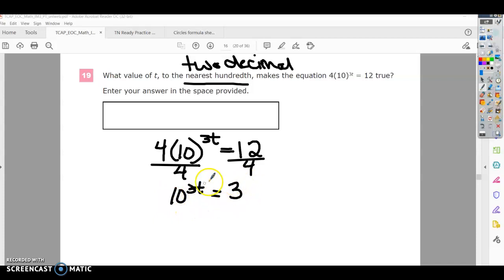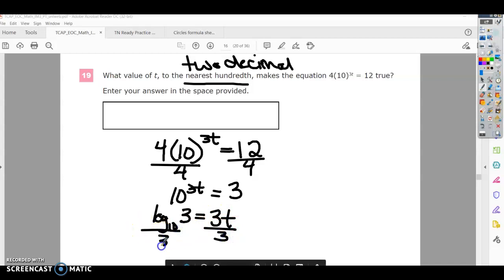Since this is exponential, we know that exponential functions are inverses of logarithms. So we're going to have to rewrite this as log base 10 of 3 equals 3t. And then you're going to divide both sides by 3. And then whatever this equals will be t.